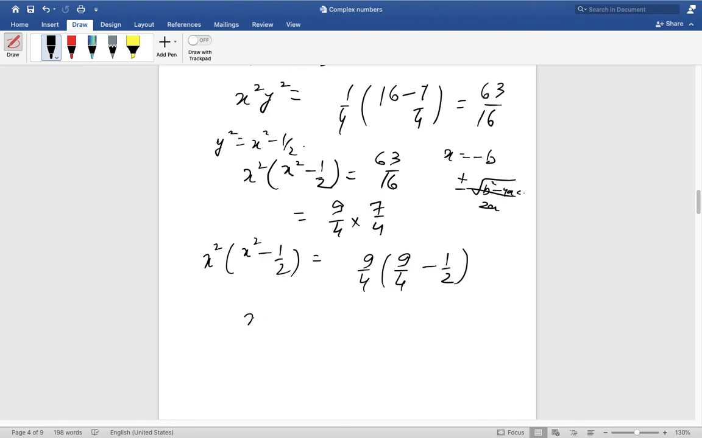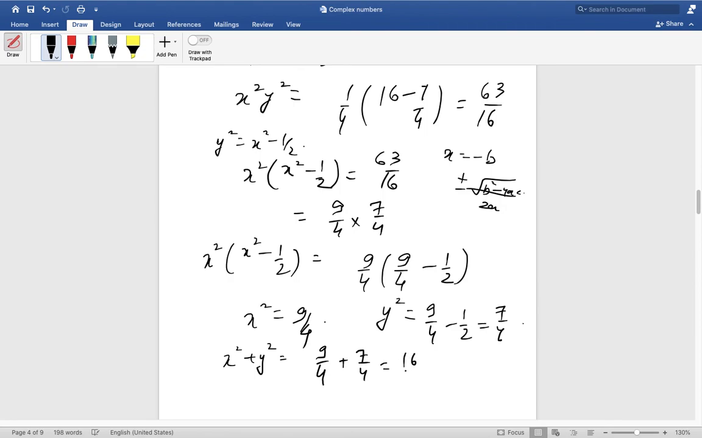So x square is equal to 9 by 4 from comparison. If x square is 9 by 4, what is y square? y square is 9 by 4 minus half, which is equal to 7 by 4. If x square is 9 by 4 and y square is 7 by 4, then x square plus y square is what? 9 by 4 plus 7 by 4 is equal to 16 by 4, which is equal to 4.